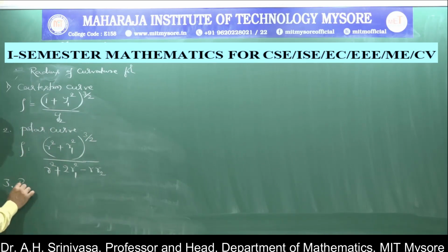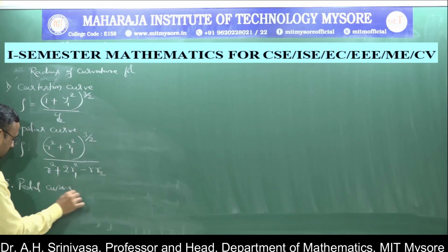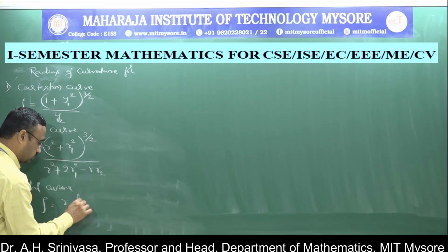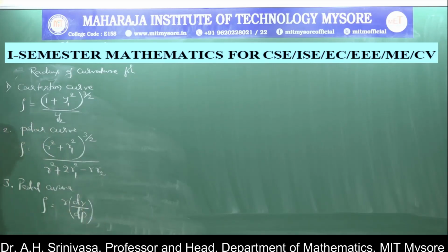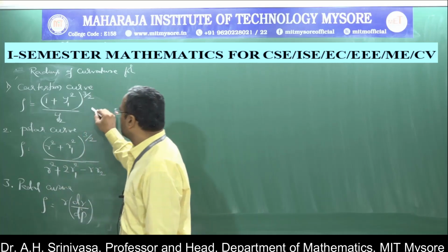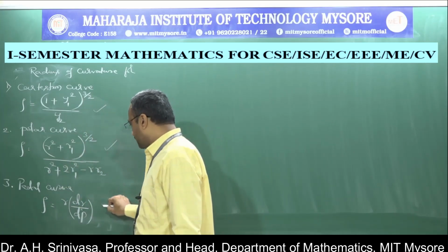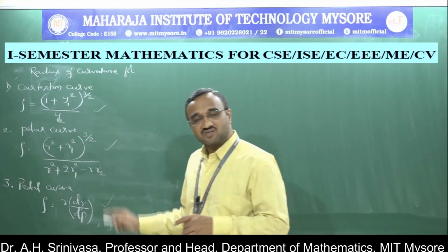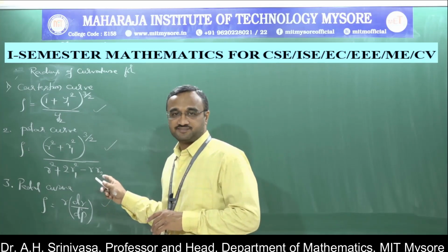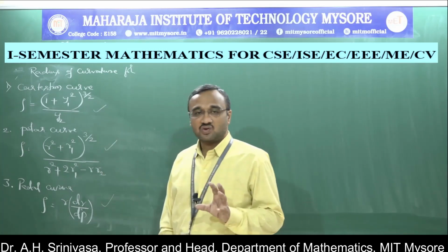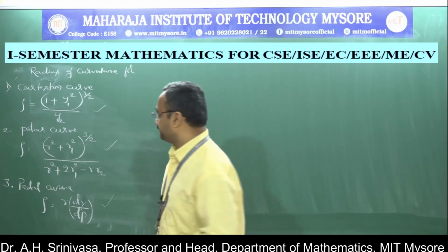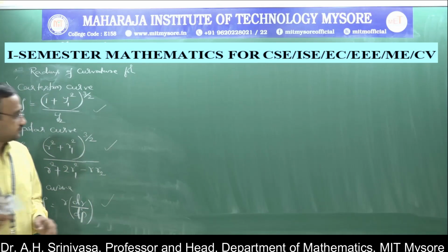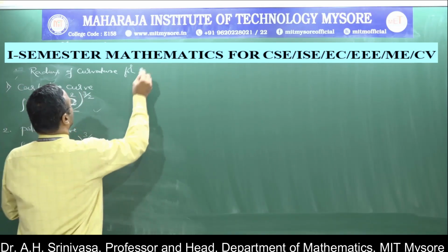This is for polar, then pedal. For the pedal curve, we have to use rho equal to r into dr by dp. So these are the formulas we use to find the radius of curvature for different types of curve. The first one is Cartesian, the second is polar, the third is pedal. Parametric is also there, but it is not in your syllabus now, so I am skipping that parametric form. Using all these three results, we are going to solve some problems regarding finding the radius of curvature. Okay, so keep this in mind.